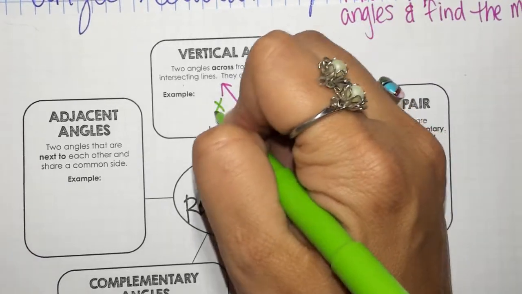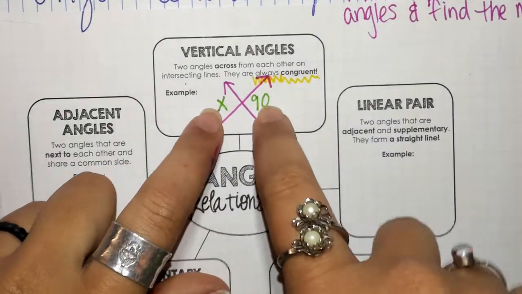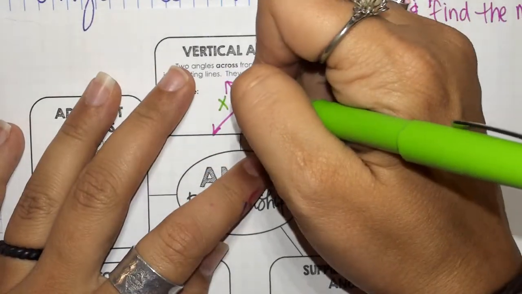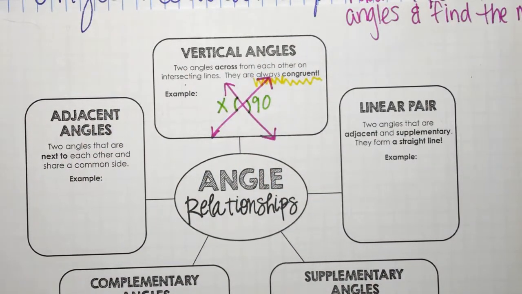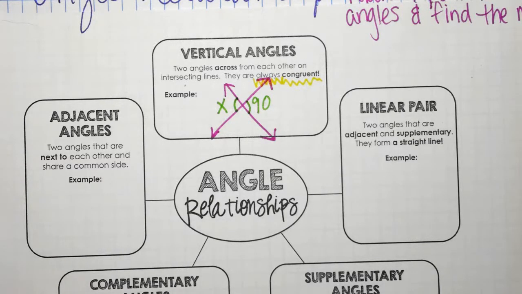So if this is X and this is 90. Now, they are across from each other. These two right here are vertical angles. That means that this matches this. Is everybody with me? So what would X equal? 93. That's it. That's all you do. That's literally all you do.